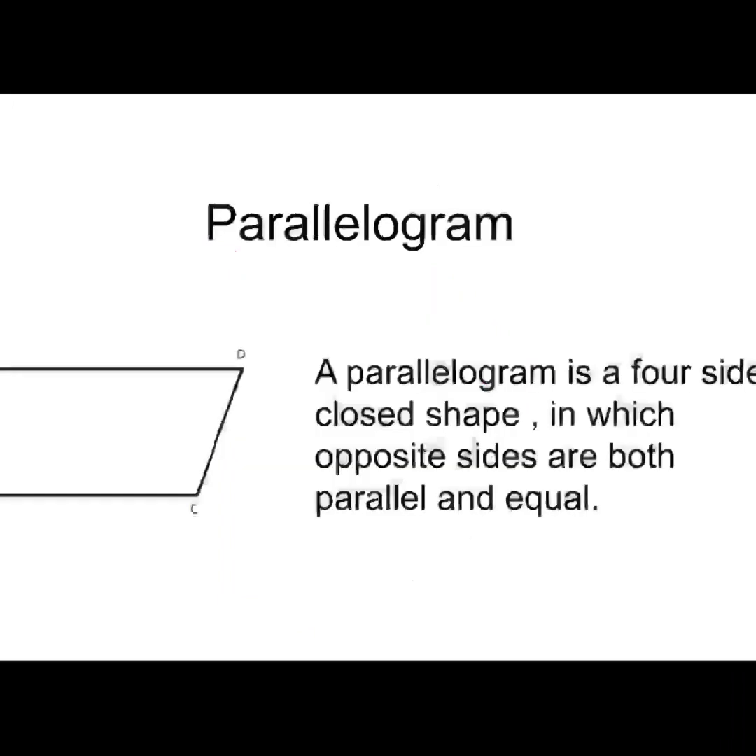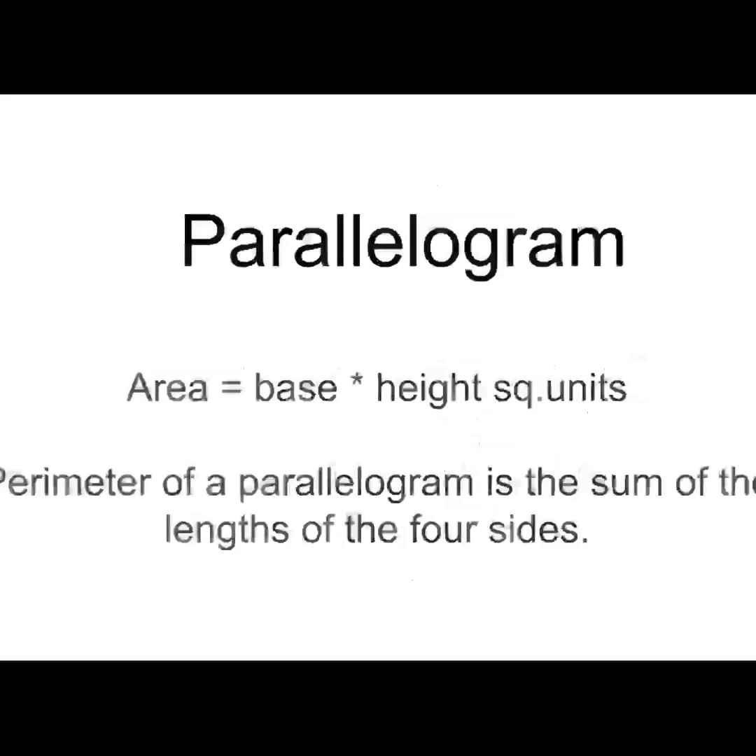A parallelogram is a four-sided closed shape in which the opposite sides are both parallel and equal. Here the sides AB and CD are equal and parallel. Similarly, AD and BC are also equal and parallel. What is the area of the parallelogram? The area of the parallelogram is equal to base into height square units, and the perimeter is the sum of all the sides.